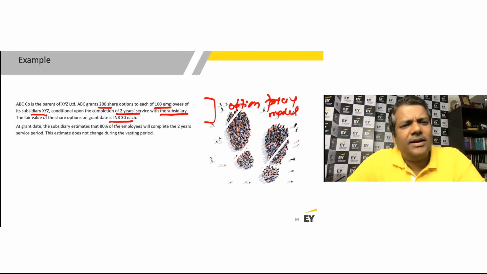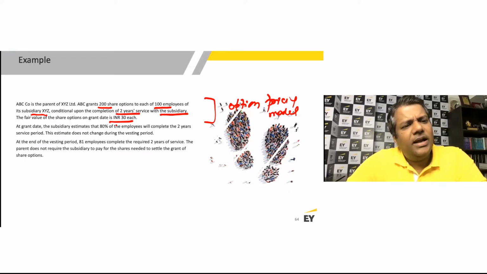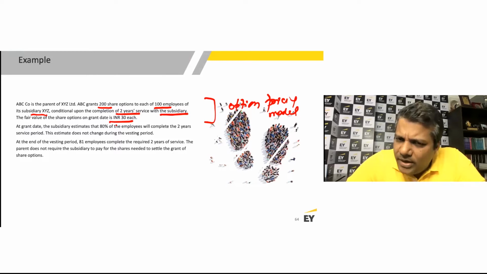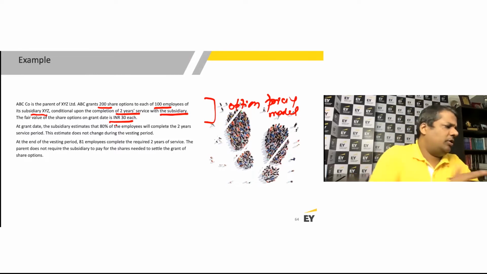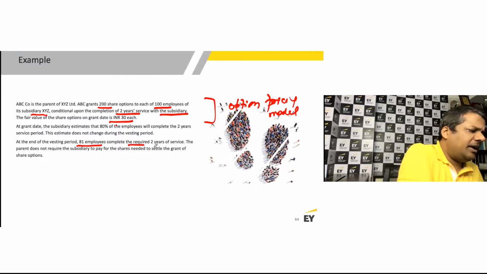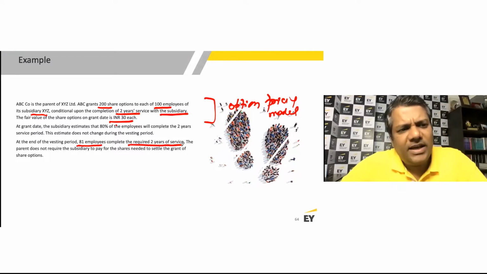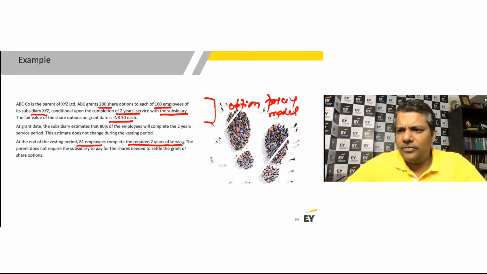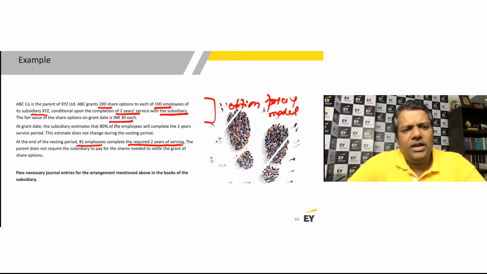At the grant date, the subsidiary estimates that 80% of the employees will complete the two-year service period. The estimate does not change during the vesting period. At the end of the vesting period, 81 employees complete the required two years of service. The parent does not require the subsidiary to pay for the shares needed to settle the grant of share options. Now we need to pass the necessary journal entry for the arrangement mentioned above.